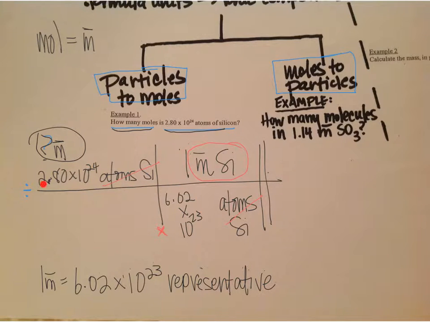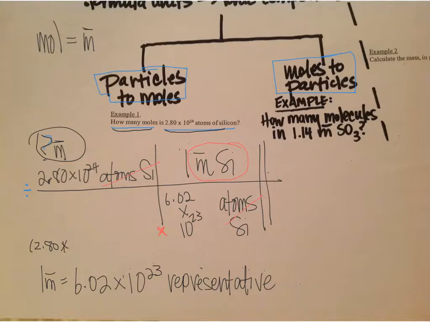So in this case, it's 2.80 times 10 to the 24 times 1 divided by 6.02 times 10 to the 23rd. Now I'm going to write down how to put it into the calculator, and this is how you should do it. Don't forget parentheses.